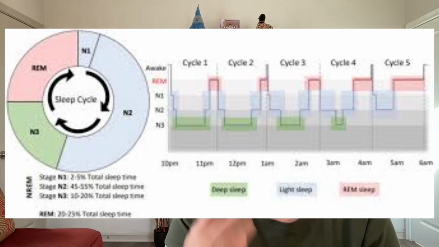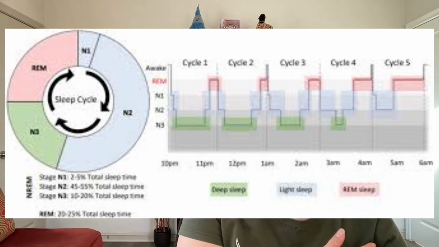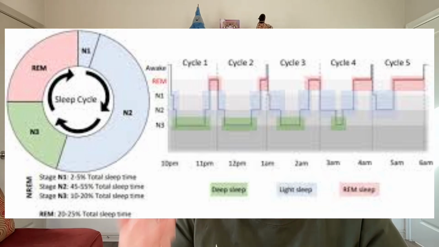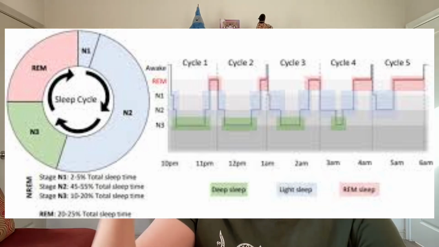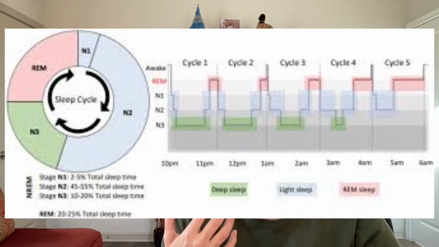That's N1. N2 is the next deepest stage of sleep. It's not the deepest stage of sleep. It's not the lightest stage of sleep. It's somewhere in the middle. This is where you spend most of your night. This is typically 45 to 55% of your night is spent in N2. And N2 is just this further slowing of everything. You're a little bit harder to wake up. It's a little bit deeper sleep.